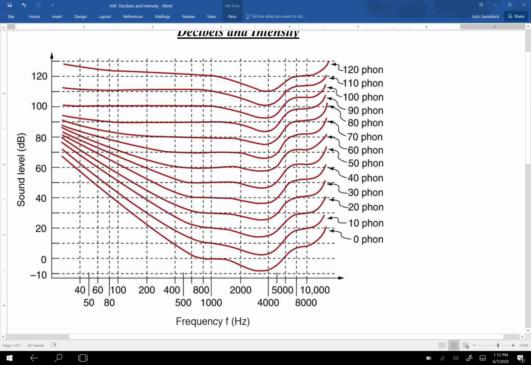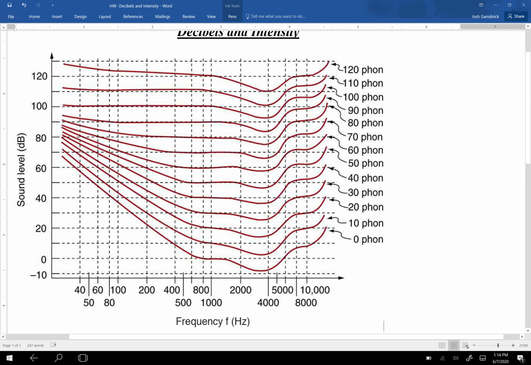You have this exact chart at the top of your homework. It looks intimidating because it's got decibel levels on the left, it's got frequency along the bottom, and then it's got something called fons on the right. Now, fon is a unit of loudness. That's all you have to think of it as. It's a unit of loudness. It's how we perceive the sound. It sounds this loud to us.